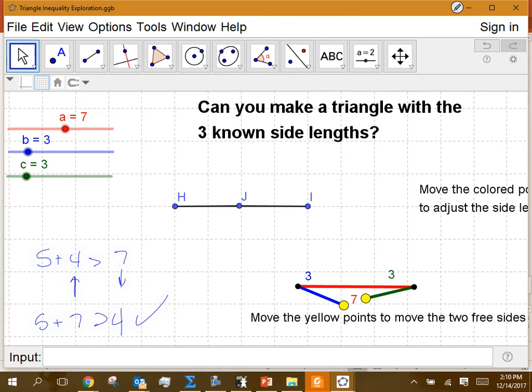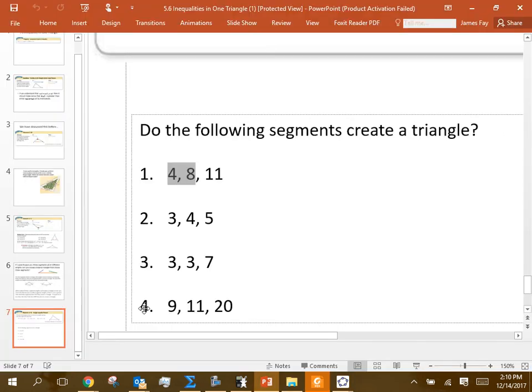What about the last example, 9, 11, and 20? Will those work? No, because it has to be what? Wait, no, because it's equal to 20. It has to be greater than. In this situation it's equal, so we're looking for greater.